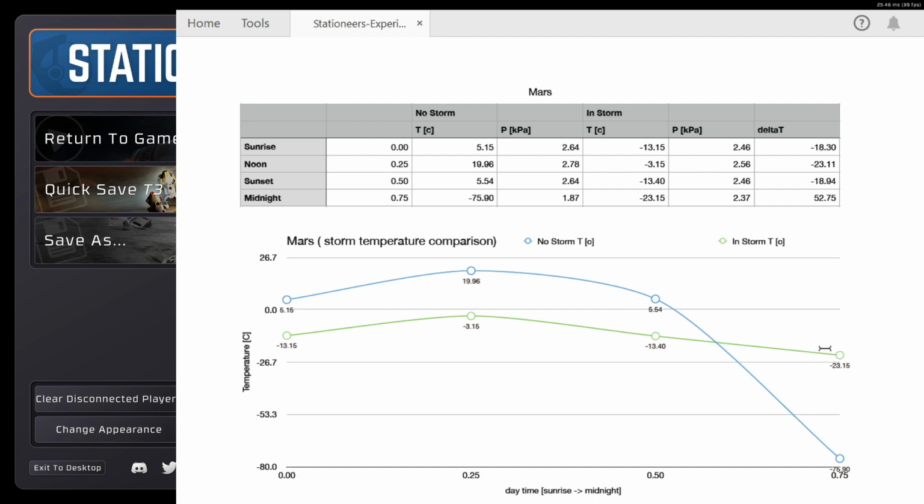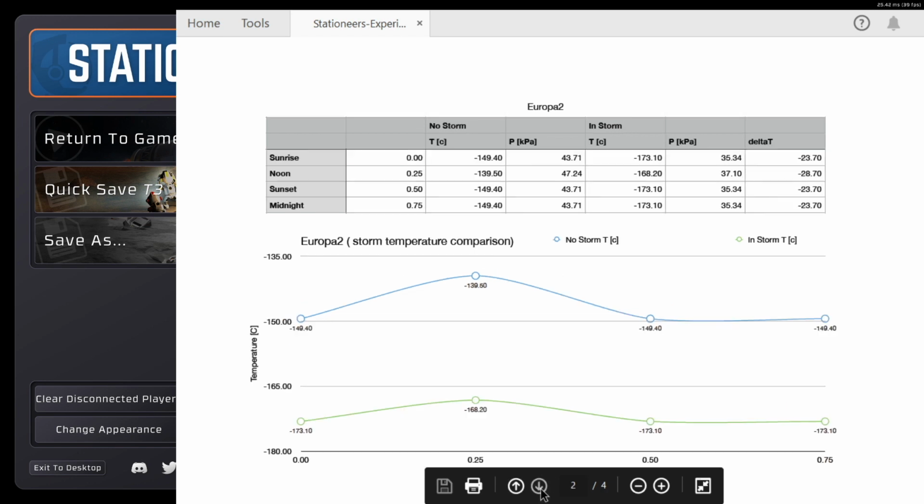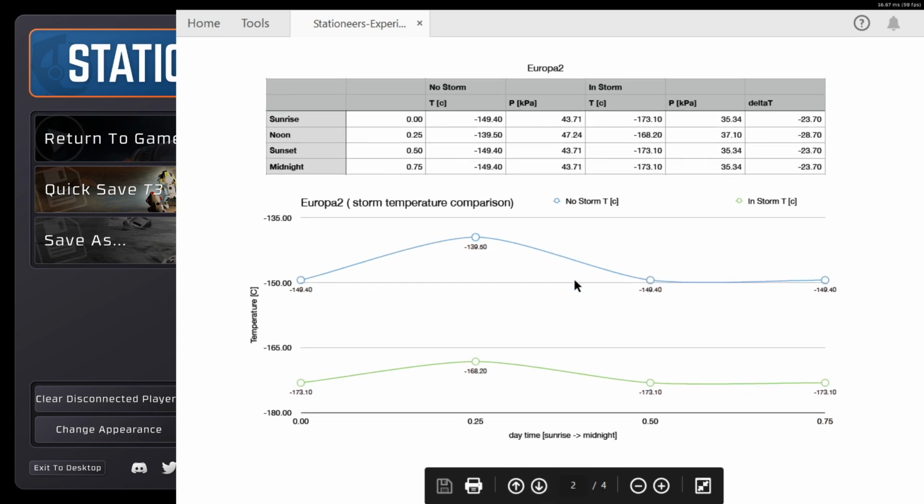If you are at sunset, you're sitting at minus 13 degrees. And the interesting part is if you are at midnight and you get a storm at midnight, your temperature is not dropping. Your temperature is rising. As you can see, at midnight you have a temperature of minus 75 degrees, and if you have a storm, it changes to minus 23 degrees. Right, what we can do with this, I want to discuss at the end, but let's go to the next planet. So this is Europa.